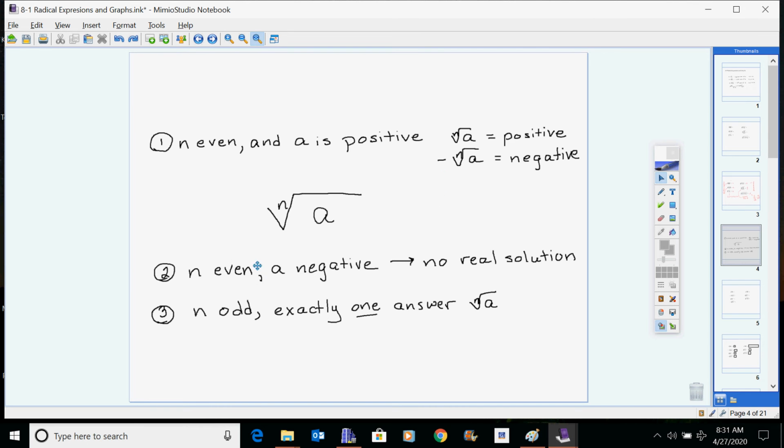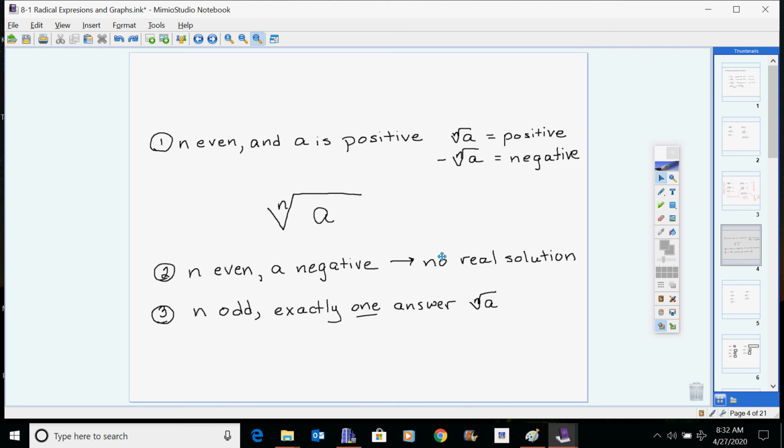If you have an even index and you have a negative underneath the radical, for example, the square root of -4, there's no real number that will work with that. Yes, in your past somewhere you talked about the imaginary numbers, the complex numbers, but for the most part, in most calculations in life, you're looking for real solutions. So right now we just say there's no real solution. So we're not looking for those crazy numbers.